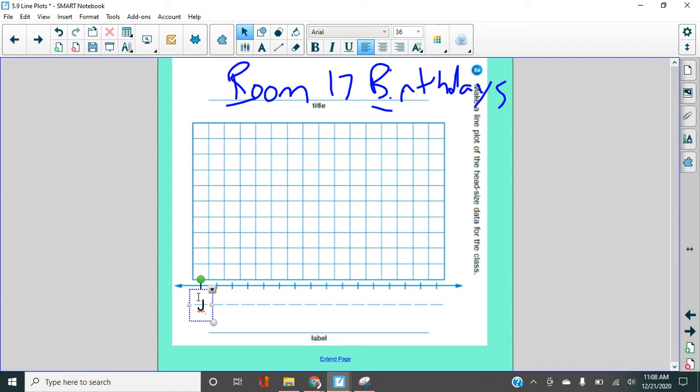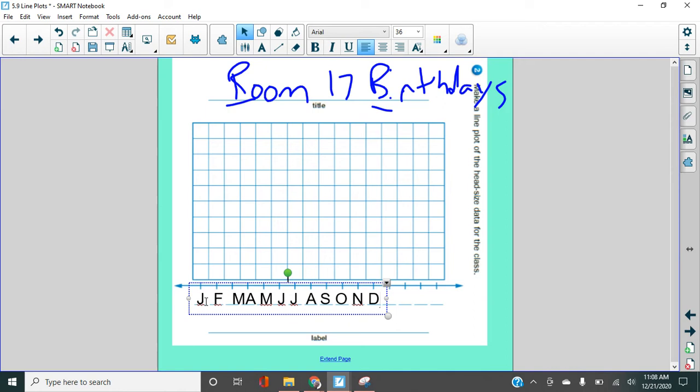Let's see if I can get this in the right spot. J for January. And then February, March, April, May, June, July. These are kind of running together, aren't they? Here, let's make a space there. July, August, September, October, November, December.